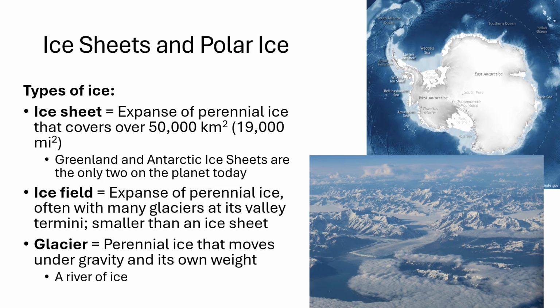Okay, what is a glacier? A glacier is perennial ice that moves under its own weight. So it's basically like a river of ice. If we look at this glacier, it is flowing towards the sea downhill from this ice field that is the interior all around those mountains. Okay, so a glacier is moving ice, whereas an ice field and an ice sheet are more or less static.